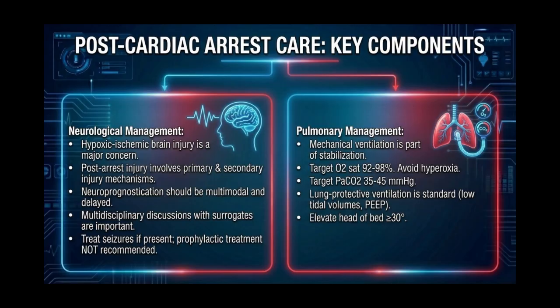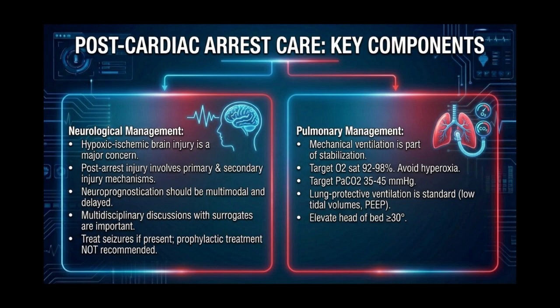Neurological management is crucial following a hypoxic ischemic brain injury, which is a significant cause of death and disability after cardiac arrest. The post-arrest brain injury encompasses both primary injuries resulting from ischemia and reperfusion, as well as secondary injuries caused by factors such as hypoxia, edema, elevated intracranial pressure, and seizures. In patients who remain comatose after cardiac arrest, neuroprognostication must incorporate a multimodal approach rather than relying on a singular finding. It is essential to delay prognostication until any potential confounding factors, such as the effects of medications or transiently poor examination findings, have subsided.